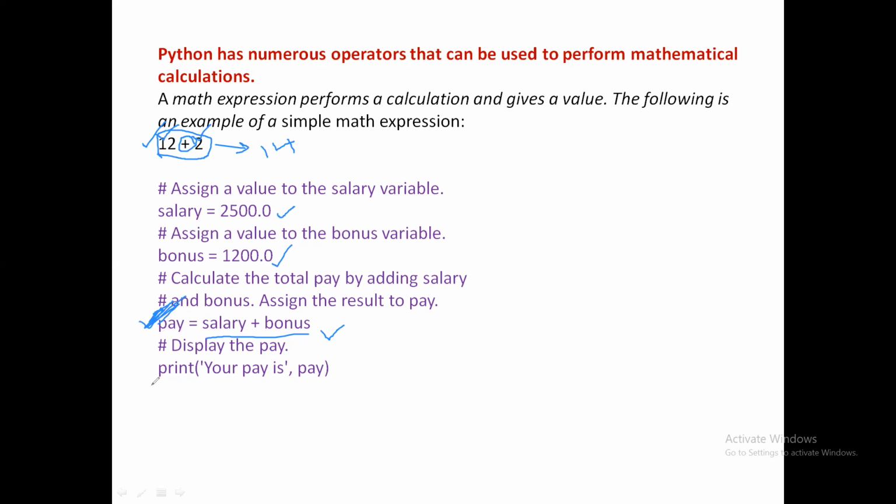Okay, and finally we will display it to the user as "Your pay is" pay. So what will be the output from this particular statement? It displays "Your pay is" followed by 3,700, right? So the output is going to be "Your pay is 3,700", like that. Okay.